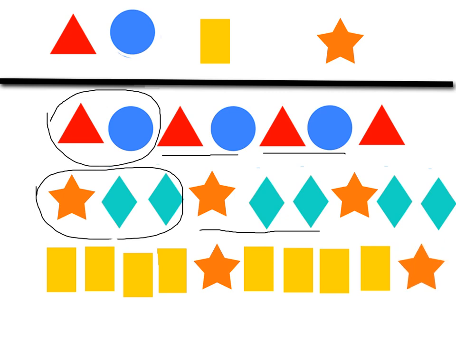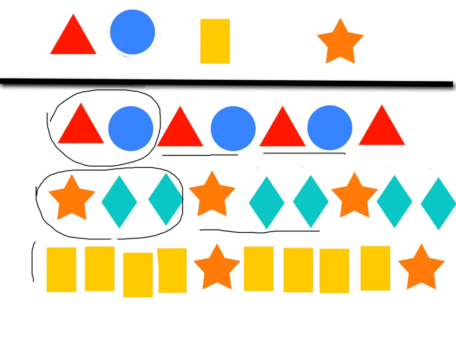Okay, let's look at this pattern. So we've got a rectangle, rectangle, rectangle, rectangle, star. Rectangle, rectangle, rectangle, rectangle, star. Okay, so what part of this pattern repeats? Have you worked it out?